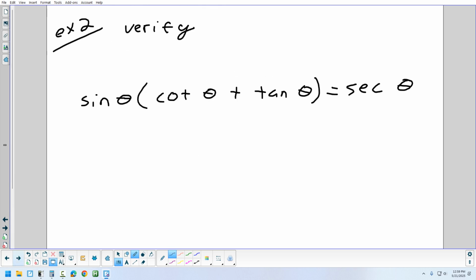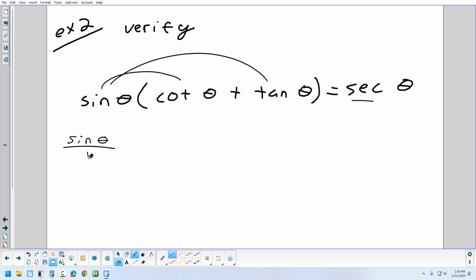All right. Let's try this one. So this one says sine times cotangent plus tangent somehow is just going to turn into secant. If the problem says verify, then it is doable. I'm not giving you a verify if possible. It is possible. What property would we use first on the left? Distribute. So we're going to distribute the sine.